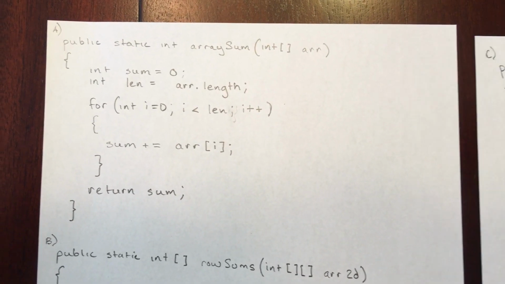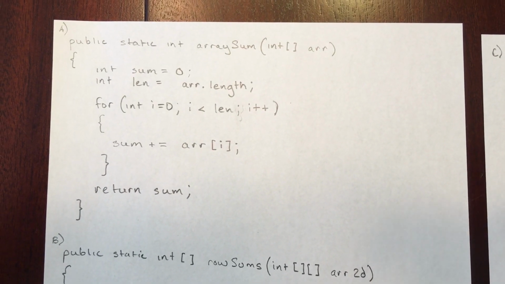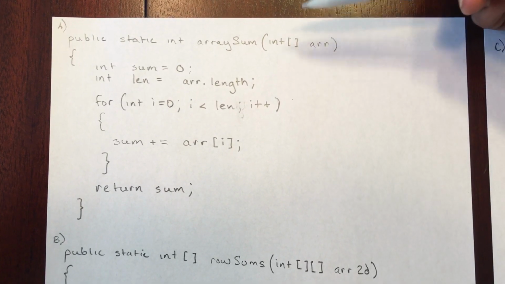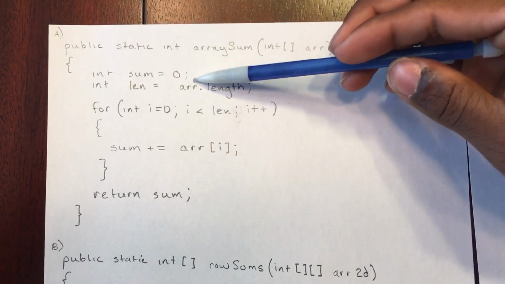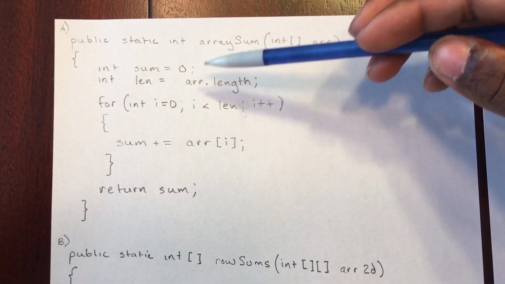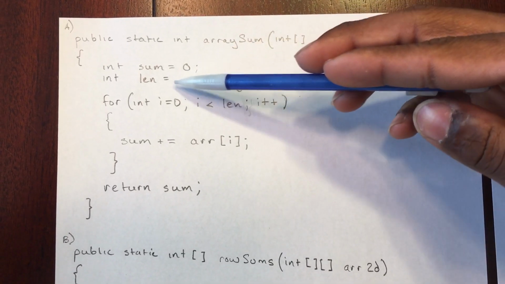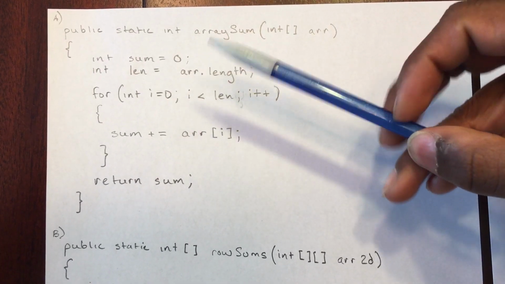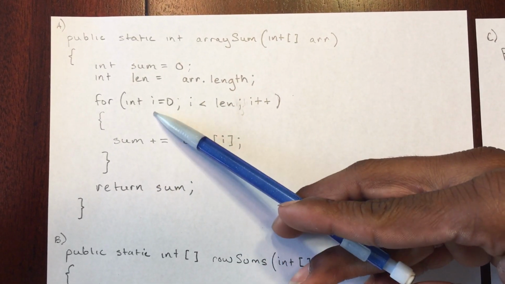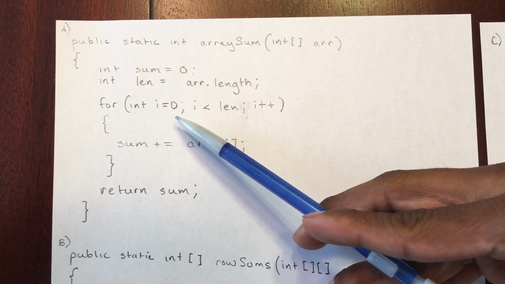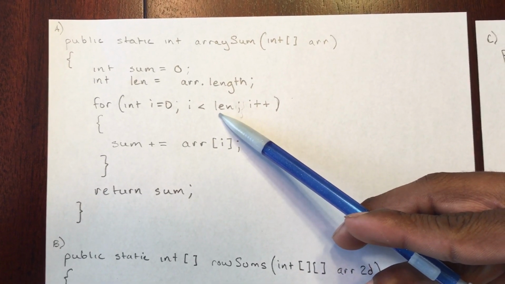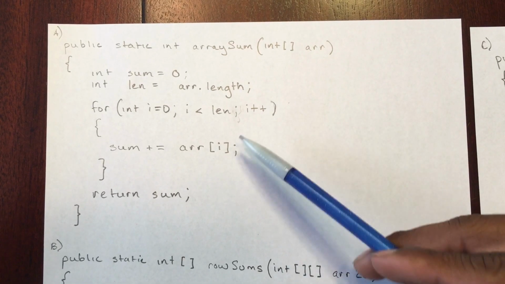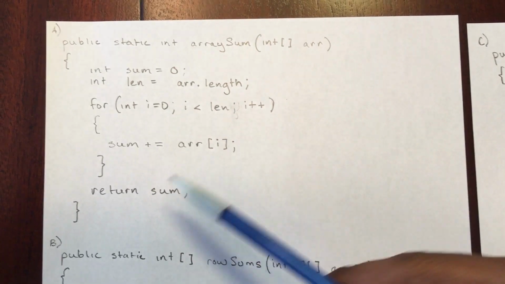So for part A, we were asked to iterate through an array and find the sum of the values in the array. So I started by initializing a variable sum to 0 and initializing len to the length of the array. Then I created a for loop starting at index 0, making sure that it's less than the length of the array, and adding 1 each time we run through the loop.